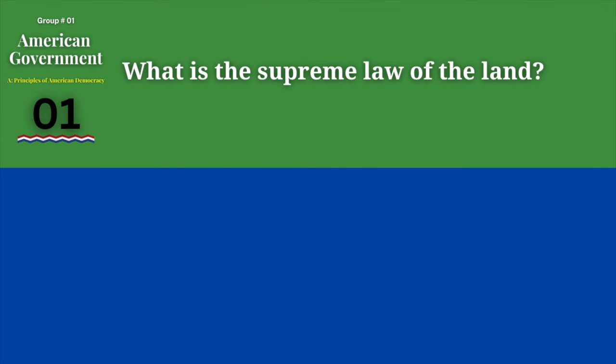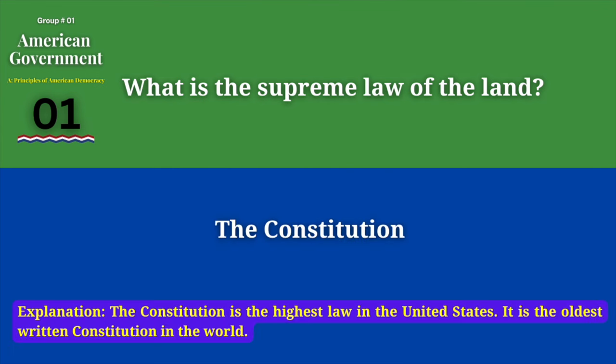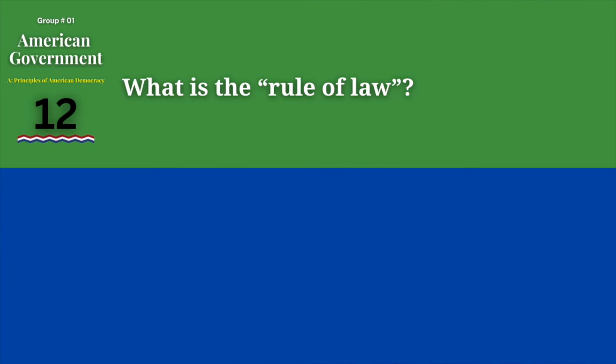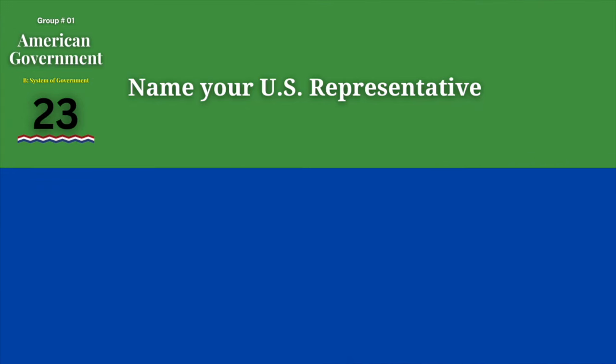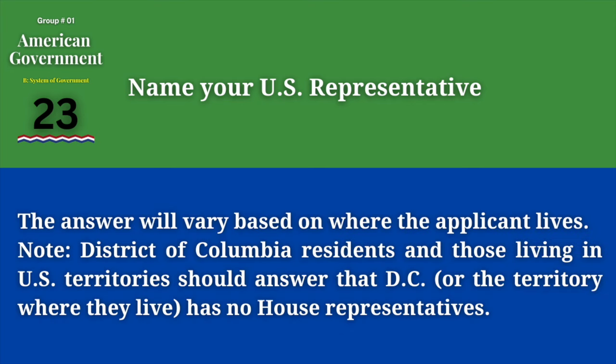What is the supreme law of the land? The Constitution. What is the rule of law? Everyone must follow the law. Name your U.S. representative. The answer will vary based on where the applicant lives. Note, District of Columbia residents and those living in U.S. territories should answer that D.C., or the territory where they live, has no House representatives.